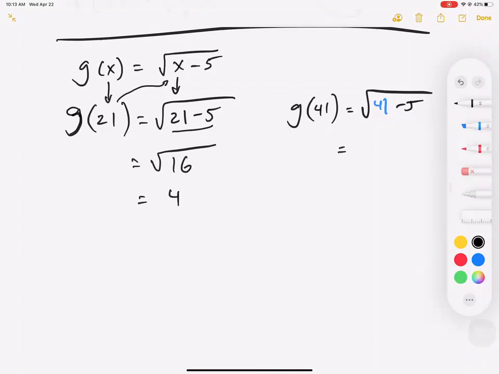The next problem, the square root of 41 minus 5. I don't know what the square root of 41 is, and I have to subtract the 5 first. You have to do them together first. 41 minus 5 is 36. So square root of 36. Hey, I know what the square root of 36 is: 6. So our first thing is just to talk about what we do with functions and then plug in the values.